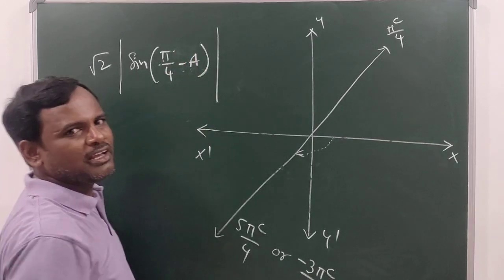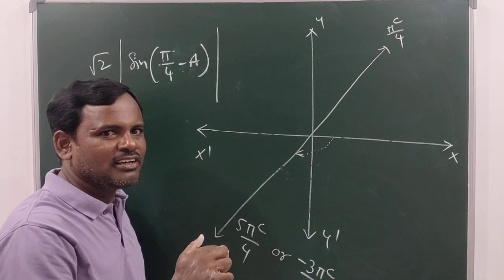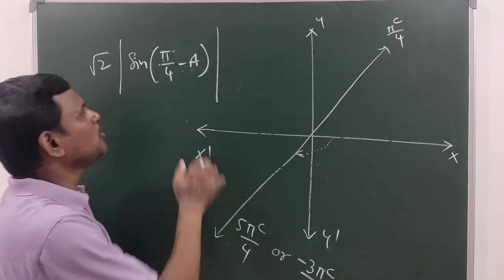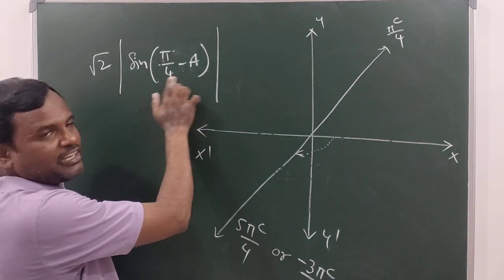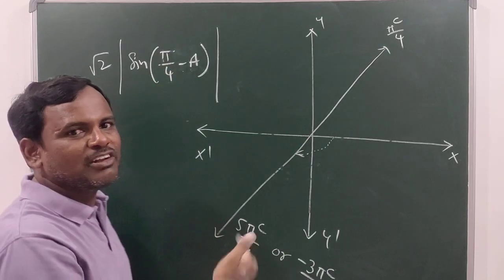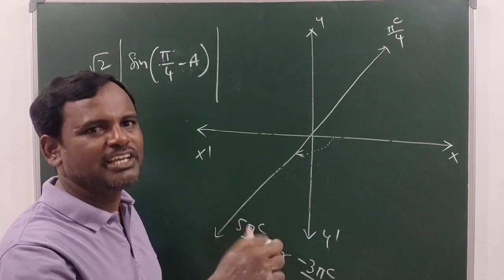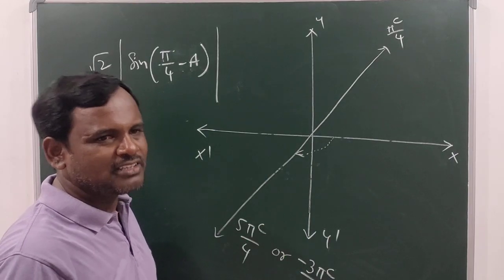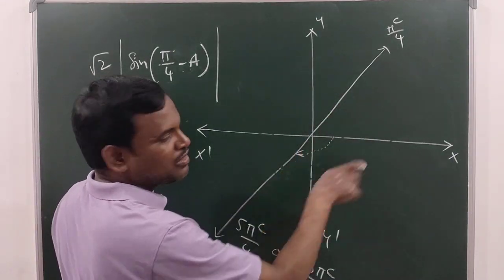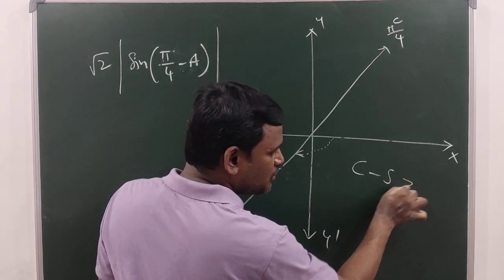This angle will be 0 to 180. So if you assign any angle from 0 to 180 over here, and if you simplify, that result will be positive. Sine of any angle from 0 to 180 is positive, no? Hence, this side, your C minus S is positive.